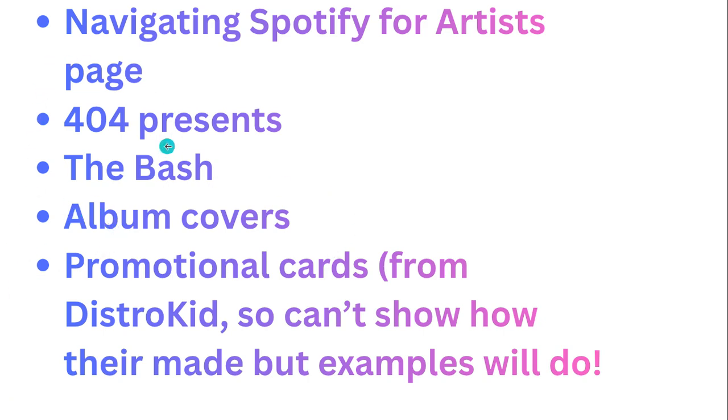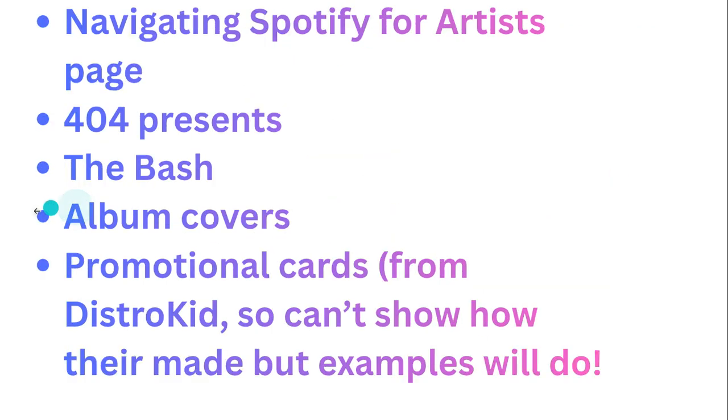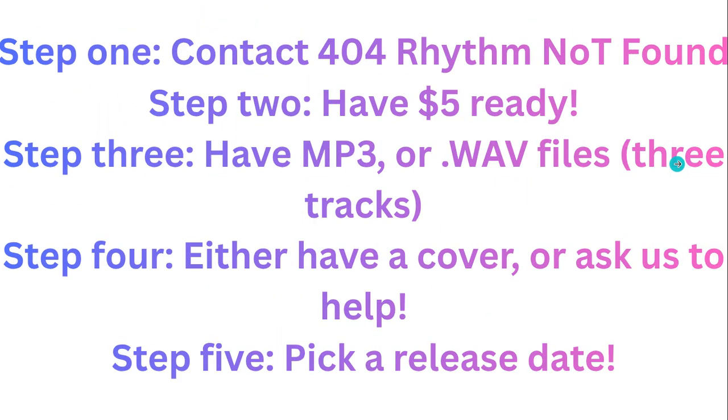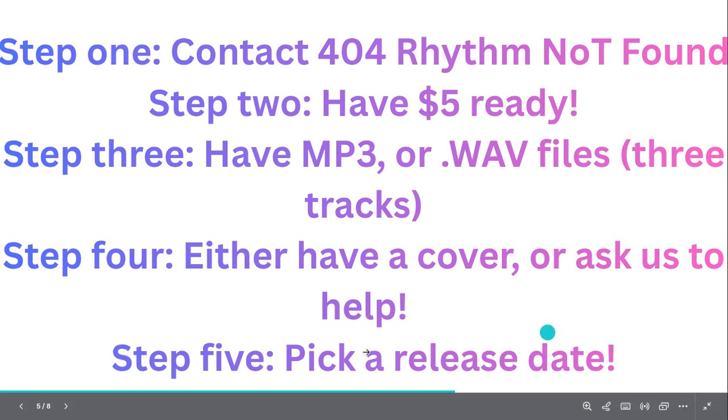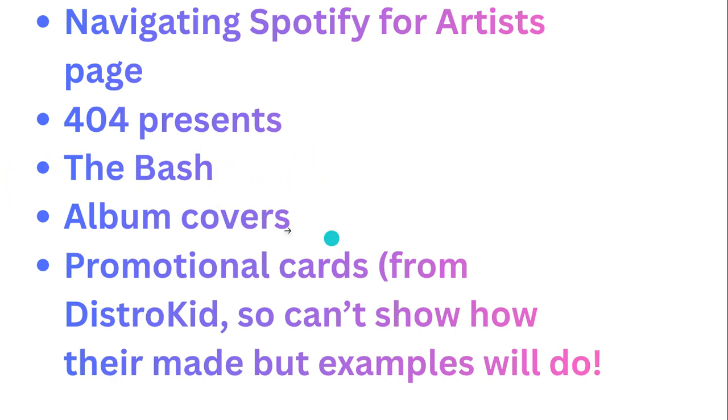So we've covered navigating Spotify for Artists, from the claiming page to the home page, to statistics, viewing upcomings and adding your Canvas. We've covered 404 presents, from being in contact with us to having the money ready, to having the MP3 or .wav files, 3 tracks, which we're about to cover how to create an album cover, or just ask us for help, and then pick your release date. And we've just covered the bash, which I've shown you a few things of.